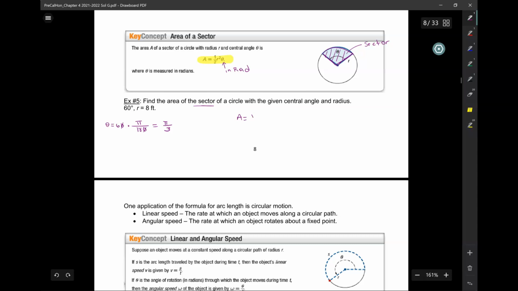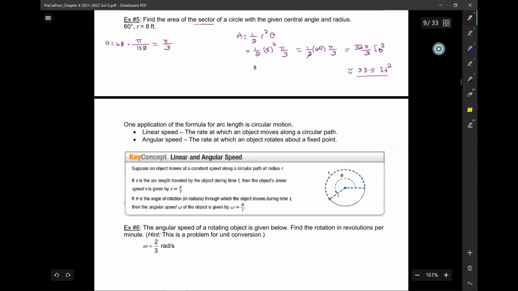So area is half r squared theta. That's half, R is 8 squared, theta is pi over 3. So that is half of 64 times pi over 3, which is 32 pi over 3 feet squared, or in decimals, 33.5 square feet.